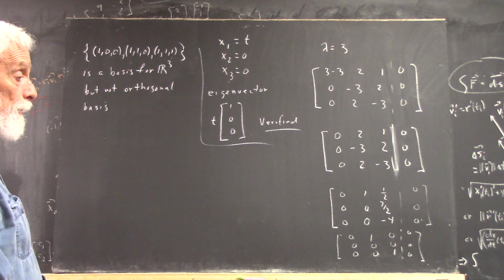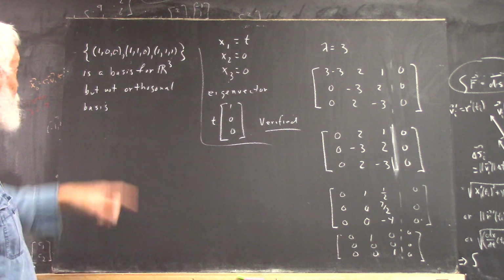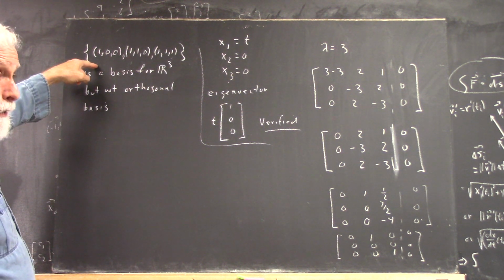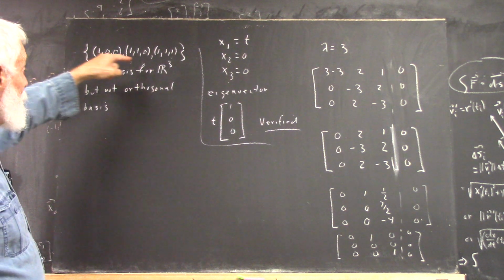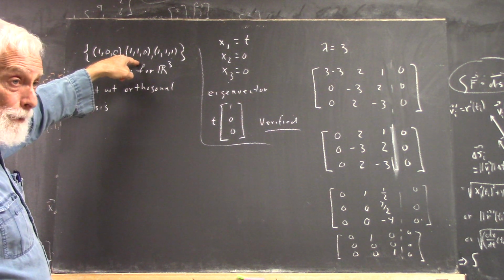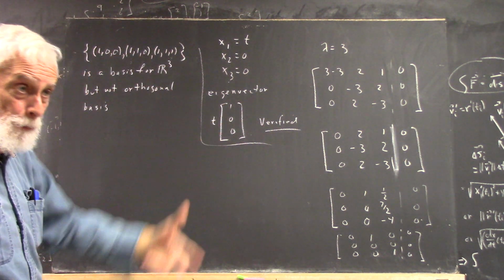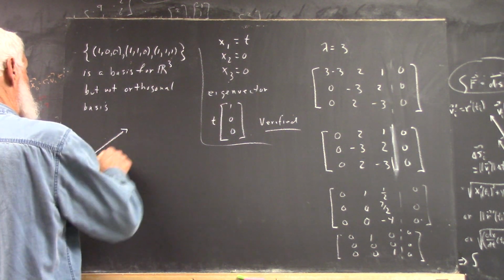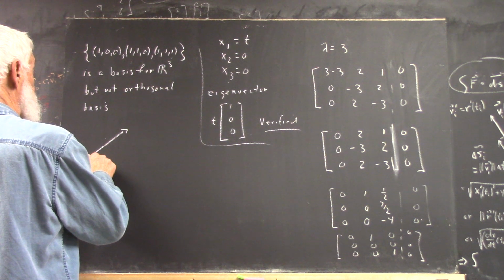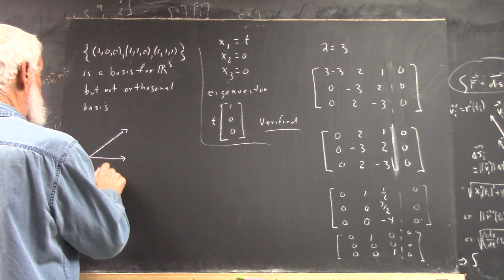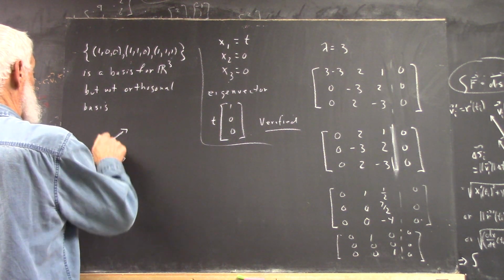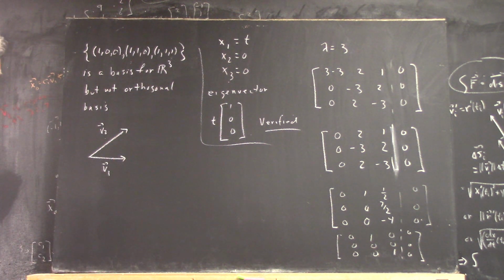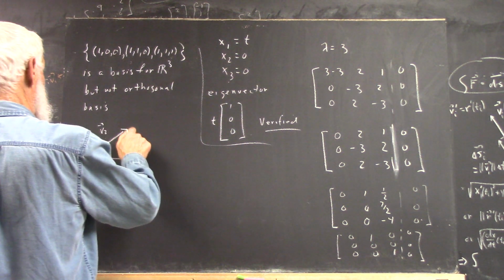What we do is we project this vector onto this one, and then we subtract the projection. And we replace this vector with that. Now I'm going to draw it out geometrically. Here's V1 and V2. Here's the projection.